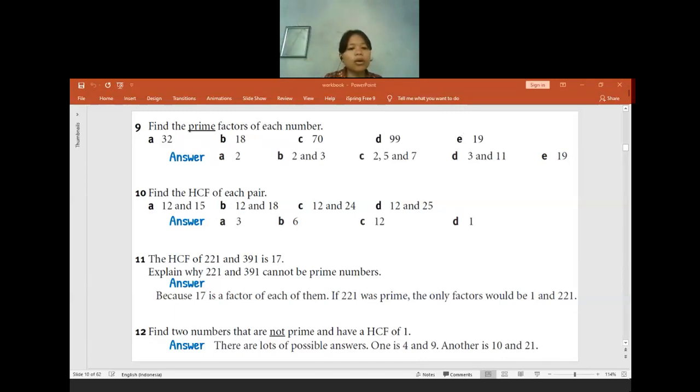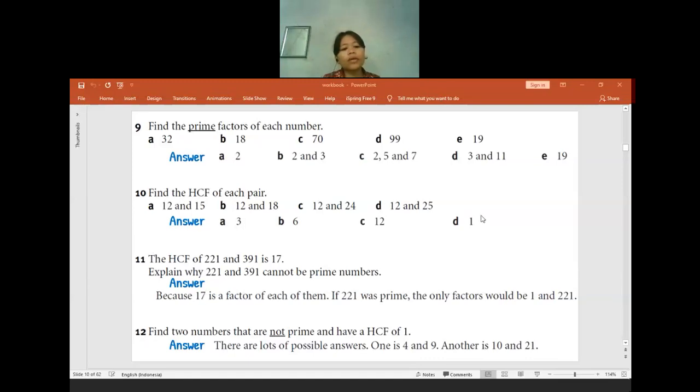Is there anyone who is confused or got a different answer? With your homework answer, you can clarify it with me. Do not stay quiet. Feel free to ask. Is there anything confusing at question 9? No confusion? Okay. If no confusion, I will move to question 10.